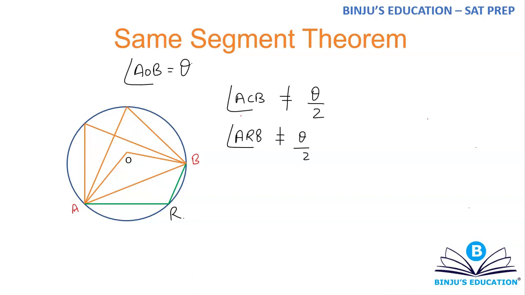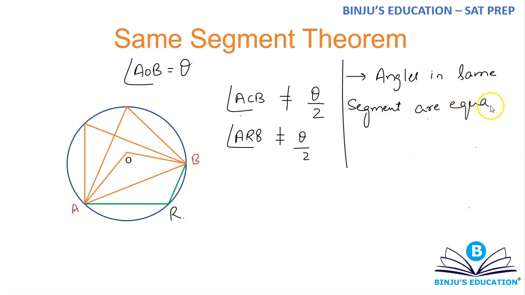If a chord makes an angle theta at the center of the circle, the same chord makes an angle theta by 2 in the same segment of the circle, provided that the third point lies on the circumference of the circle. So using this theorem, we can say that angles in the same segment are always equal. The conclusion which is important is angles in the same segment, or let me make this more specific.